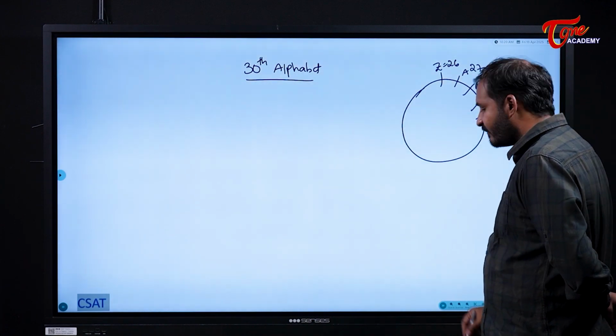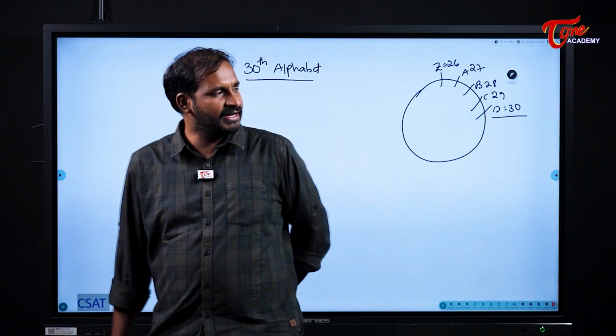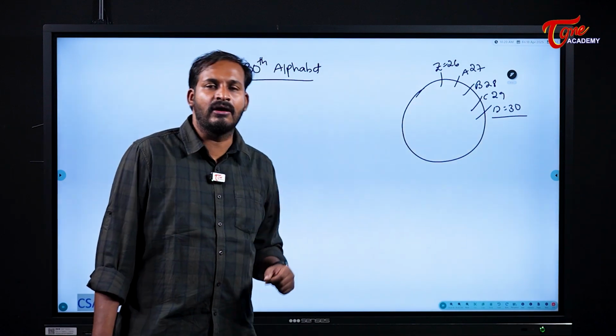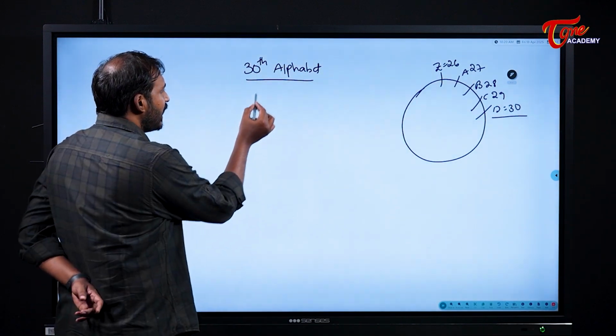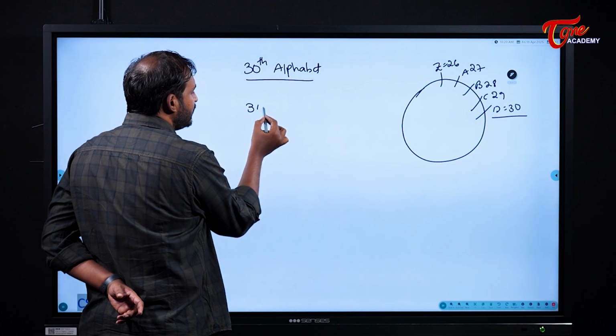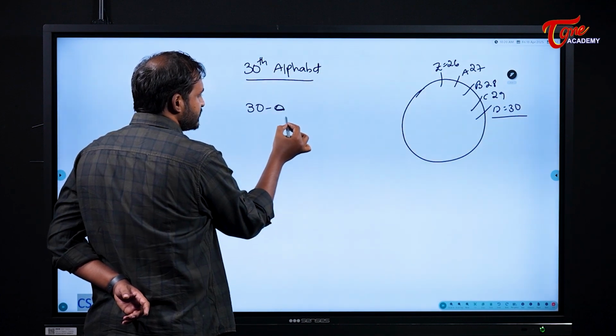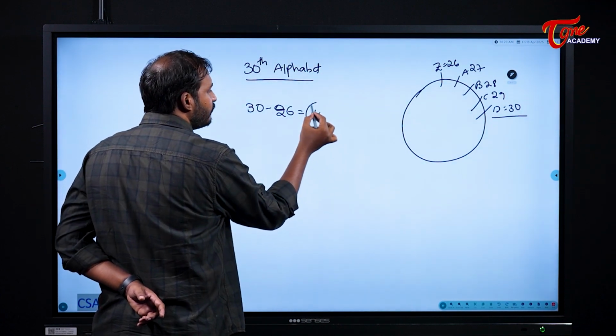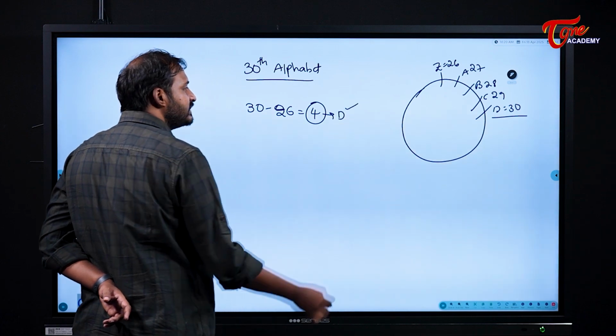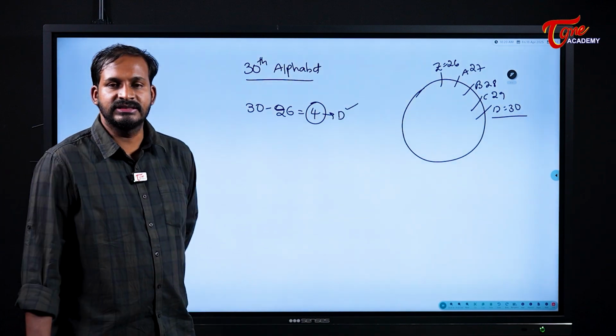So the 30th alphabet will become what? D. So each and every time we cannot write in this manner, right? Then how do we need to do it? Very simple. I need to find the 30th alphabet, right? So 30 minus 26, what will you get? 4th. What is the 4th alphabet? D. Like this you need to write the answer.